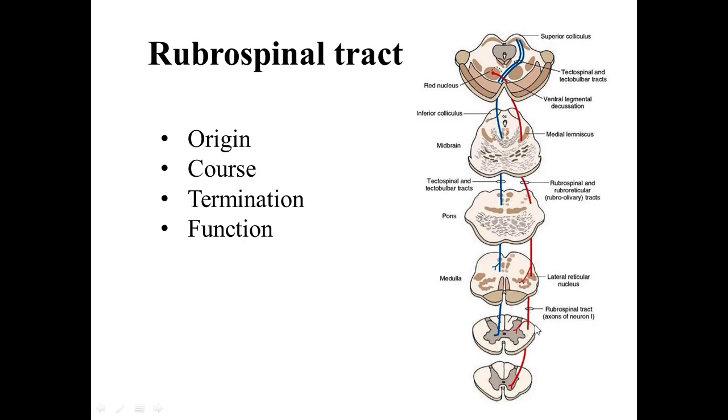Now these fibers terminate in the alpha and gamma motor neurons, which are situated in the anterior horn of the gray matter. So they synapse with the alpha and gamma motor neurons in laminae 4 to 7 of spinal gray matter, and the function of this tract is the stimulation of flexor muscles of the limbs. So this tract stimulates the flexor muscles of the limb.